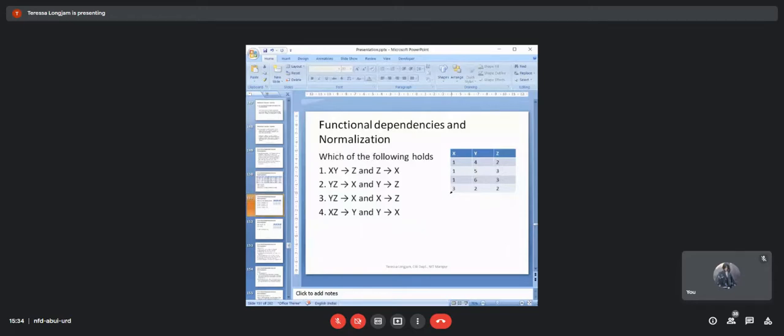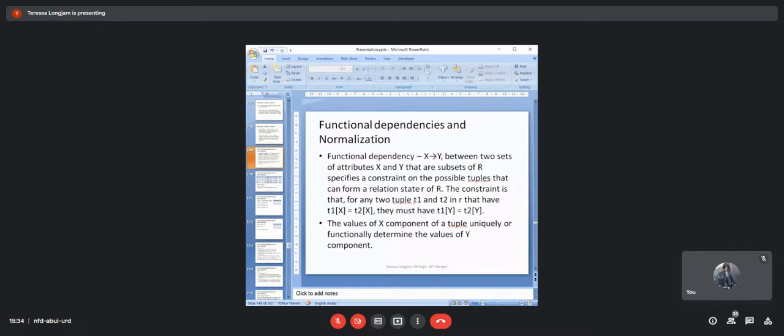If you have a table like this, and you do not even know which attribute is going to be the key for this table, then you can use functional dependency. Now let us see. According to the definition of functional dependency, for any two tuples T1 and T2 in R that have T1.x equal to T2.x, they must have T1.y equal to T2.y. If the value of x is the same, the value of y must be the same, and then you can say there is a functional dependency between x and y.